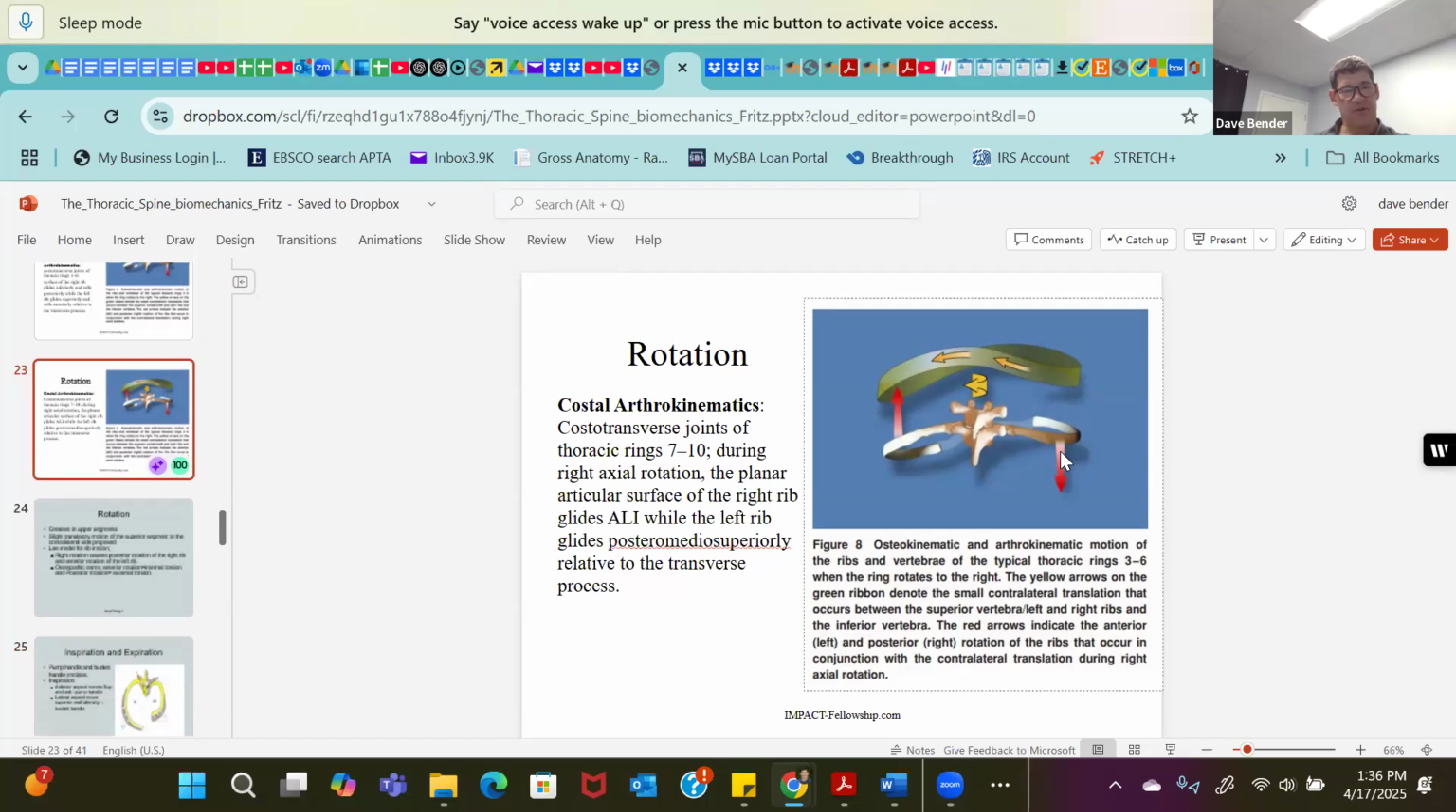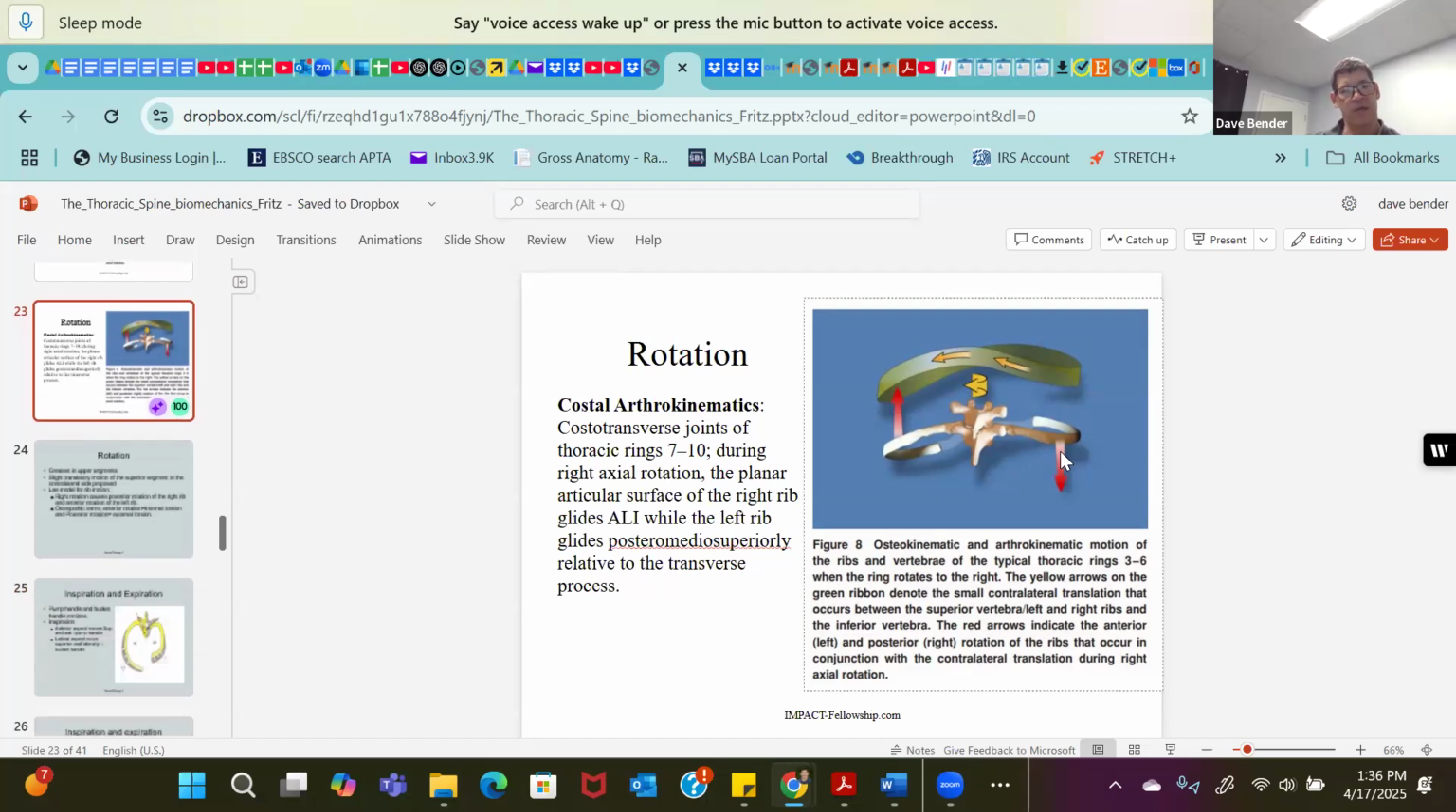It is a subtle change. It is a change in the facet joint plane. And again, it's just that sometimes, with the manipulative technique, we move, we can accommodate that glide slightly differently.